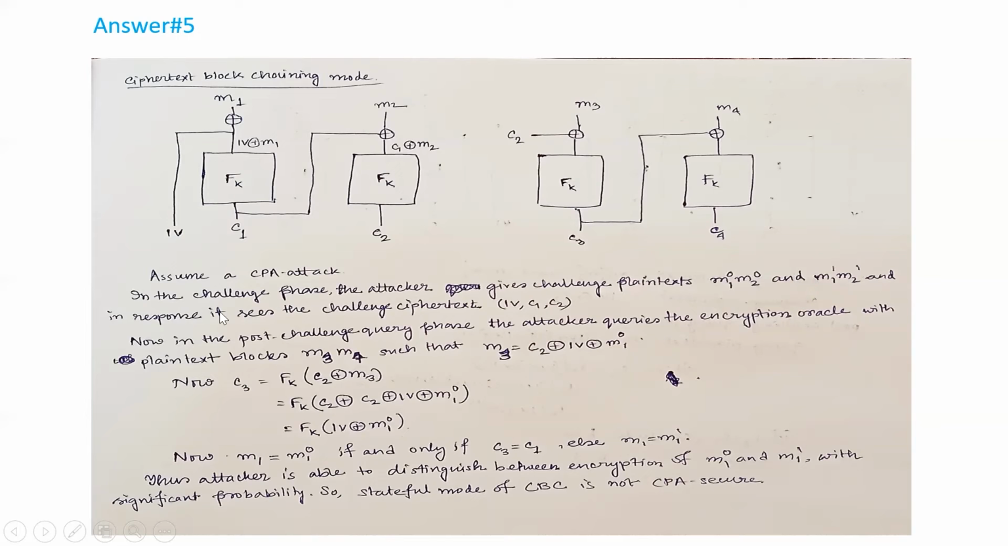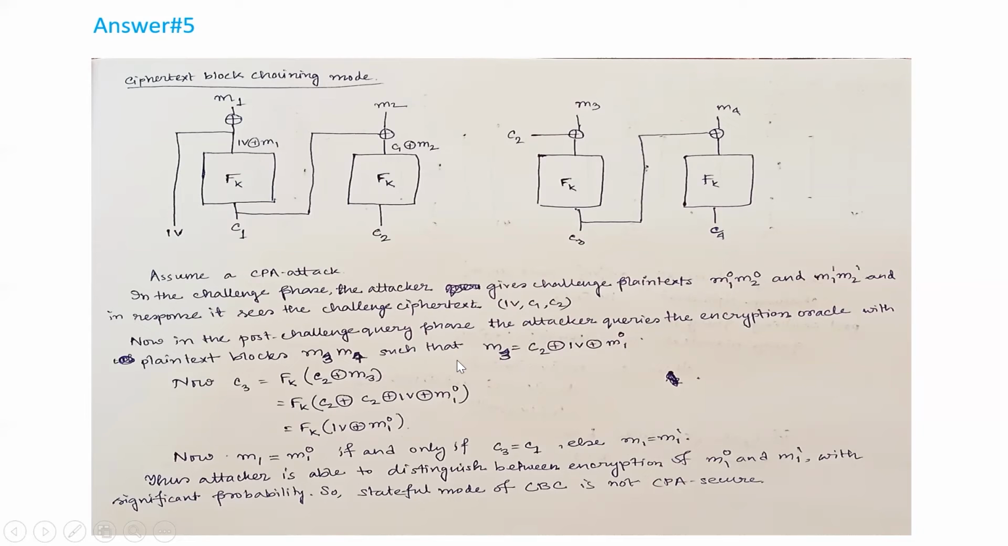And then in response, it gets the challenge ciphertext IV, C1 and C2. That is the format of your ciphertext. Now, this is basically the encryption of either this or this one. We need to distinguish whether it is the ciphertext of this or of this. So in the post-challenge query phase, the attacker can query the encryption oracle with plain text block M3, M4 such that M3 is C2 XORed with IV XORed with M10. IV it can see from the challenge ciphertext, and it also has knowledge of M10. So it has constructed the plain text block M3.